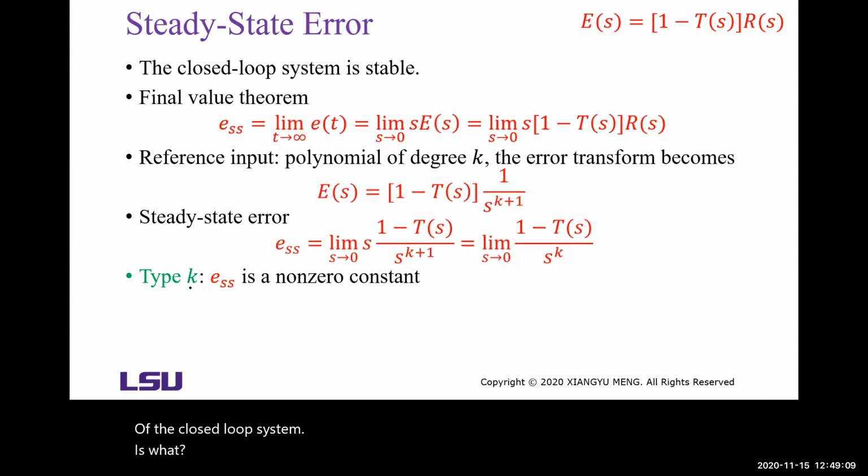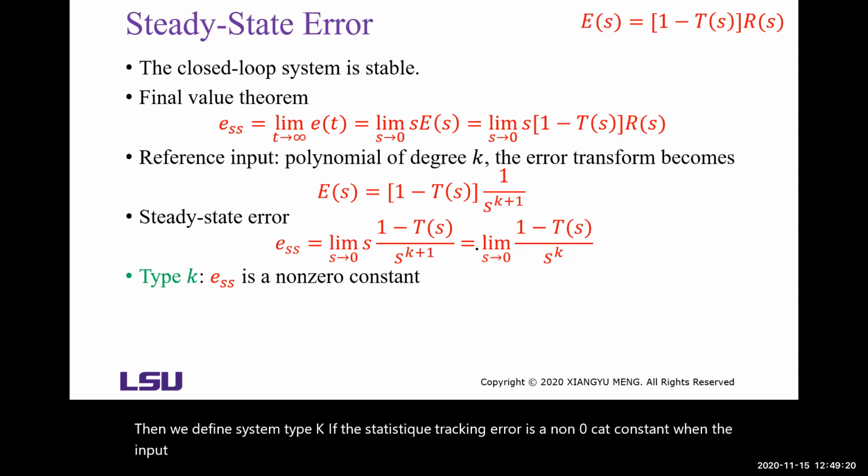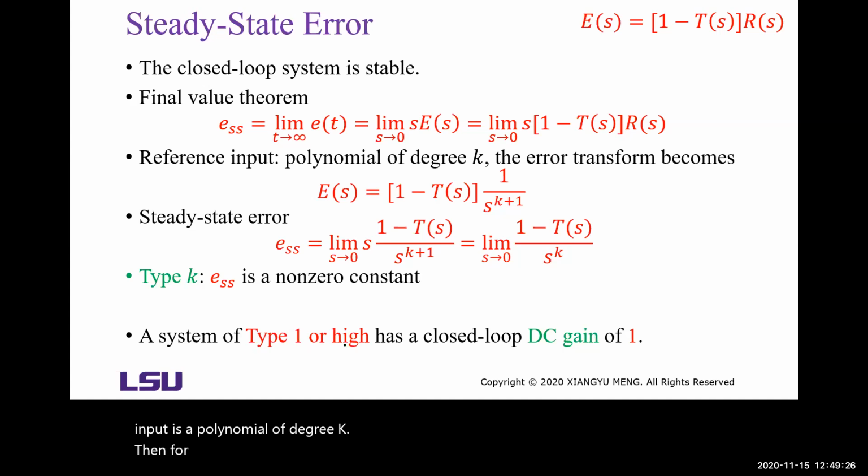Then we define system type k if the steady state tracking error is a non-zero constant when the input is a polynomial of degree k. Then for system type 1 or higher, the system must have a closed loop DC gain of 1.